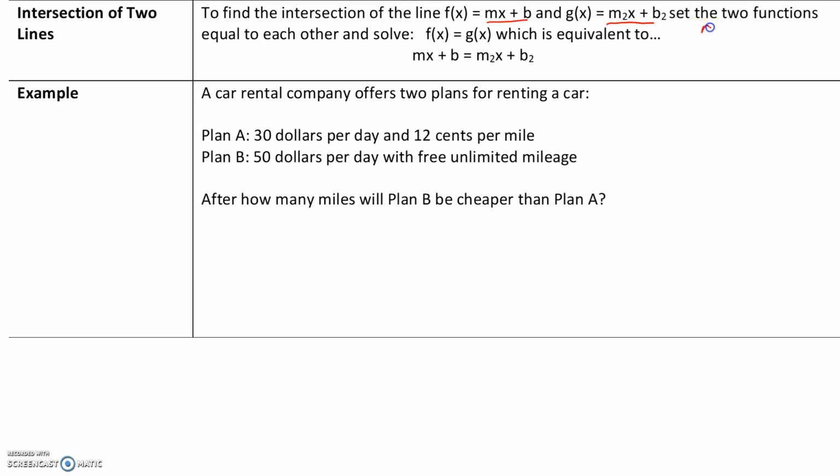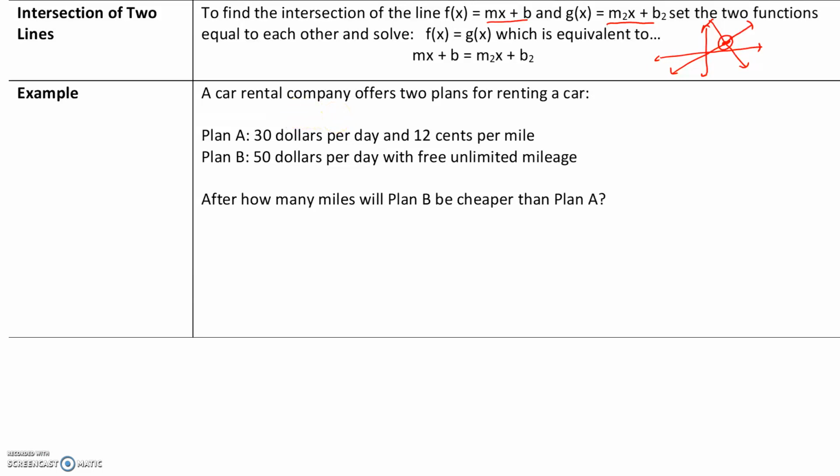So basically, if we have two different lines, to figure out the point of intersection, we set them equal to each other and the resulting point will be their intersection. For example, a rental company offers two plans for renting a car.